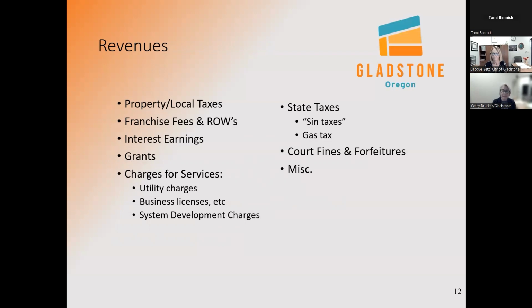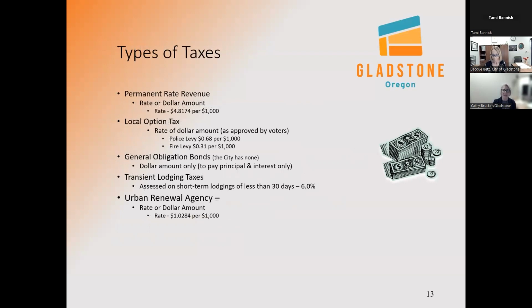Next slide. The types of taxes that we have: property taxes are based on the city's permanent rate of $4.8174 per thousand of assessed value. Local option taxes were voted in for the police levy at 68 cents per thousand and the fire levy at 31 cents per thousand. The GO bonds are voted on by the Gladstone community for a specific purpose. If we had any, that's how those would be arrived at, but the city has none at this time.